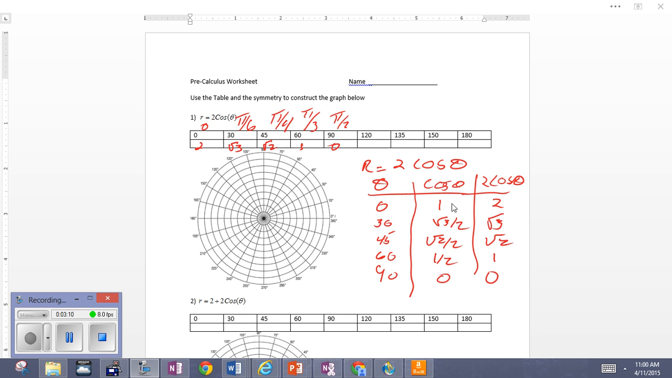So putting in 0, the cosine of 0 is 1, and then twice the cosine would be 2. 30 degrees, or pi over 6, would be √3 over 2 for the cosine. Then doubling that would give us √3. 45 would give us √2 over 2, doubling that for √2. 60 degrees would give us 1/2 for the cosine, times 2 would be 1. Okay, so we'll come back to that in a minute and see how they plot out for us.